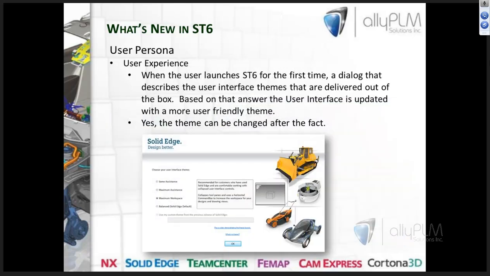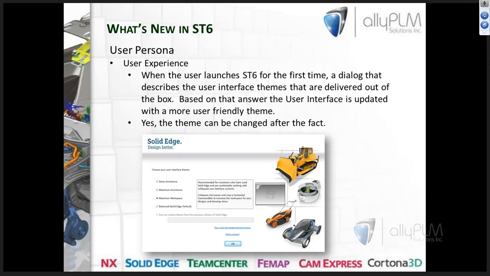This idea of user persona is basically a user experience. When the user first launches ST6 for the first time, you're going to have this window that comes up and basically asks you a question, and based on the answer you give, it's going to give you a delivered theme out of the box. A theme is basically a mapping of how all your user interface, the radio button, the tabs, the set of tabs with the tools and the command ribbon, the quick access toolbar, and your keyboard shortcuts, how they are delivered, kind of mapped for that initial go. So based on that answer, it's updated with a more user-friendly theme, as I just described.